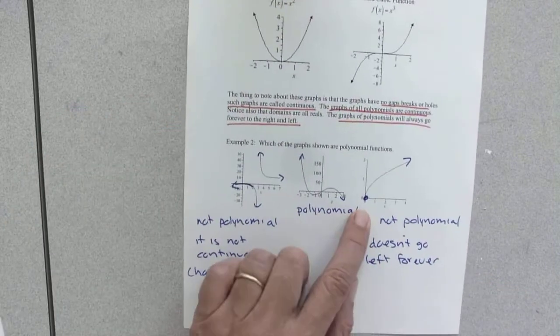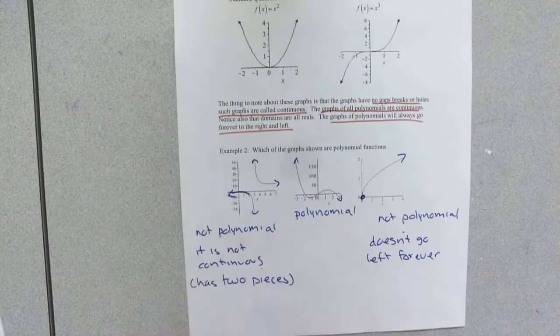Which means the domain of this one would be 0 to infinity, with a square bracket on the 0. So there's another property of polynomials graphically. The graphs are continuous, no gaps, breaks, or holes. The graphs come in one piece, you could think of it, and the graphs go forever left, forever right.